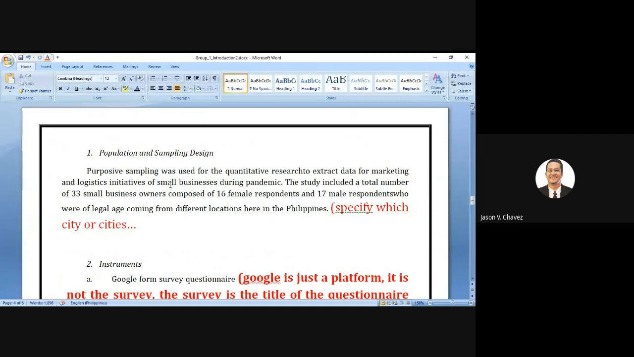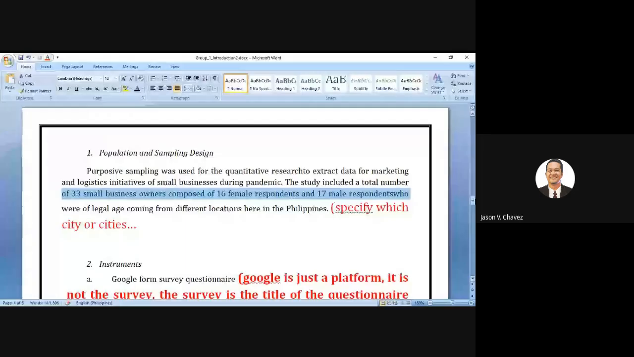It's convenient because it's whoever is available. We cannot really find them in certain institutions or schools or organizations. Sometimes it's just whoever is available that falls under the criteria. So it is convenience sampling, no? Okay. So you have to be specific with the location, no? Specify which city or cities. So even if you have, how many are you? 33. Yes. Which city are you getting your residence from, or which barangay community, then the city, no?